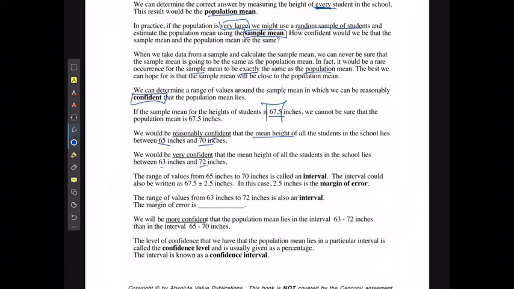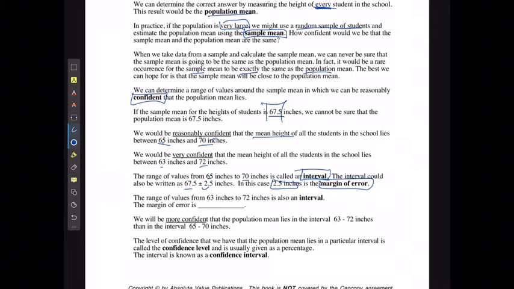So the range of values from 65 to 70 inches is called the interval. In this case, the interval would be the average that we solve for, either plus 2.5 or minus 2.5, which means that we have given a 2.5 inch margin of error. So we could be off from the average or mean by 2.5.